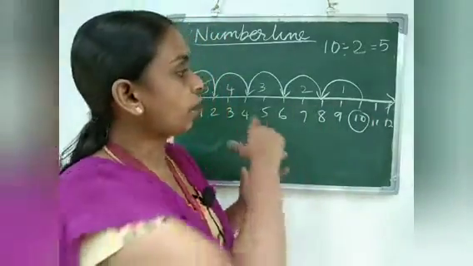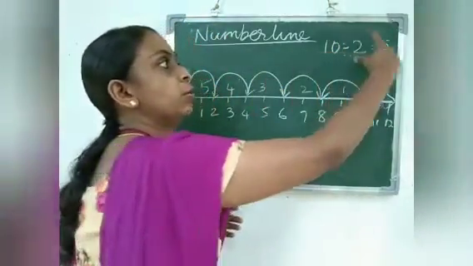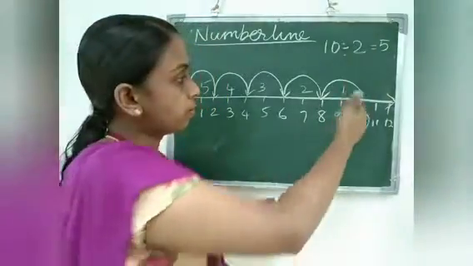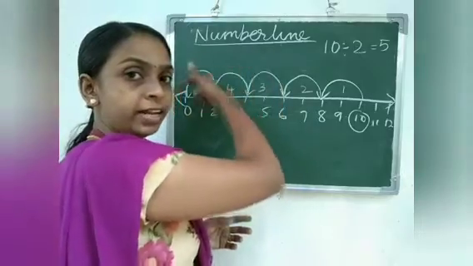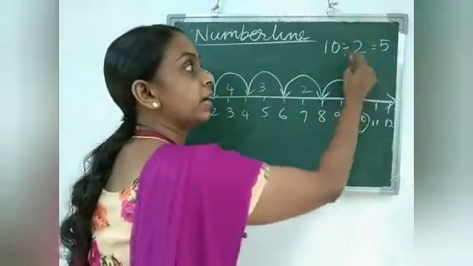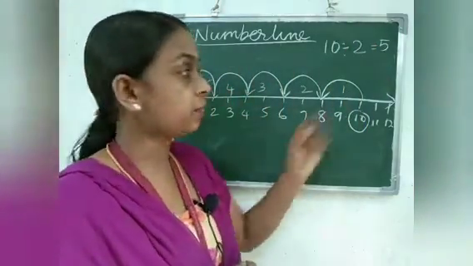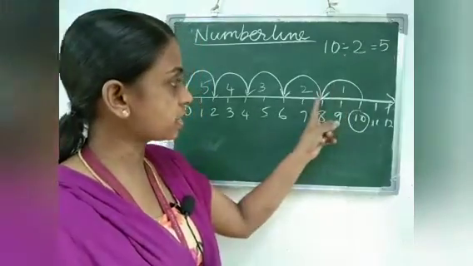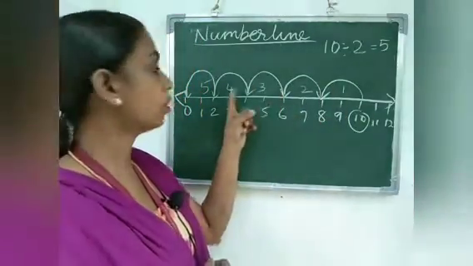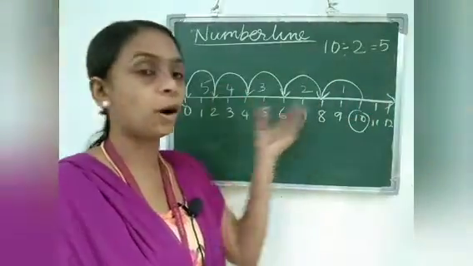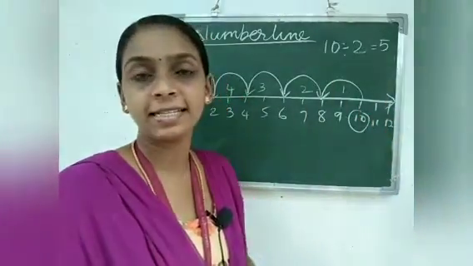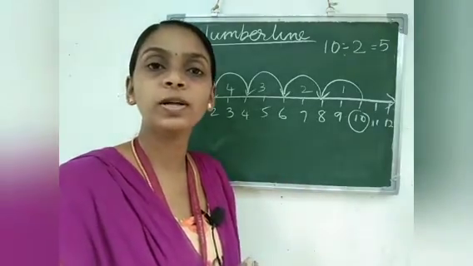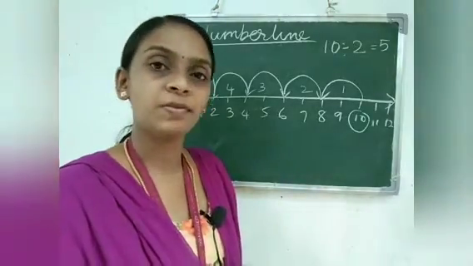So we drew a number line and did 10 divided by 2. We marked 10 and jumped backward until we got 0. At a time we took 2. That is 8, 6, 4, 2, 0. And we counted the jumps. The number of jumps is the answer. That is 10 divided by 2 equals 5. One more example I will show you.